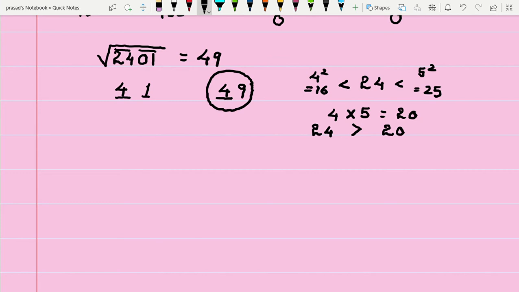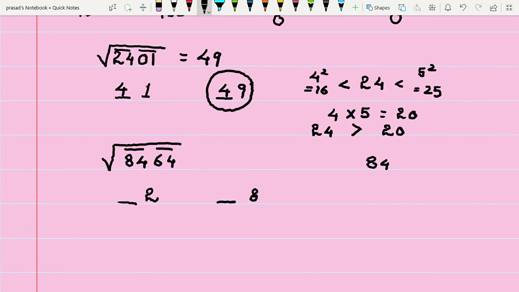Now consider one more problem. Square root of 8464. Again, make the groups of 2's. Now the number is ending with 4, so the square root should end with 2 or 8. So I have to fill this blank. So what I'll do? 84.